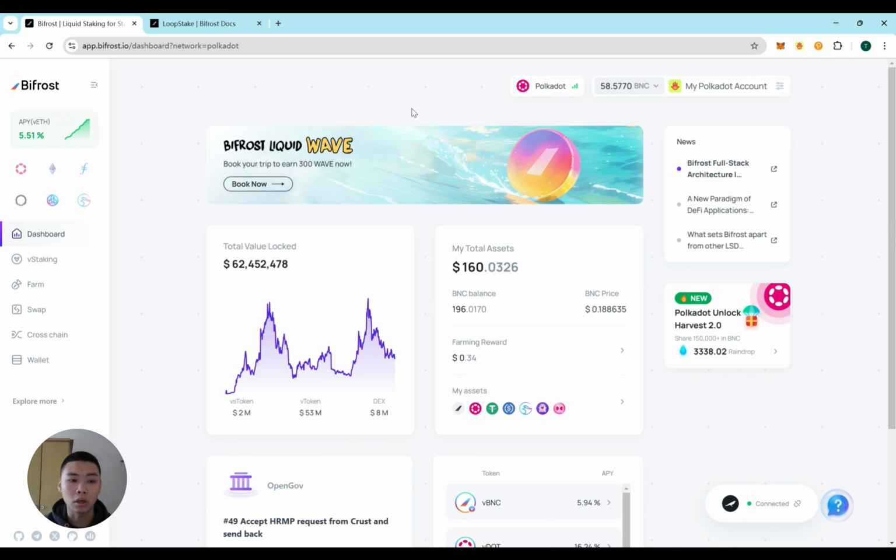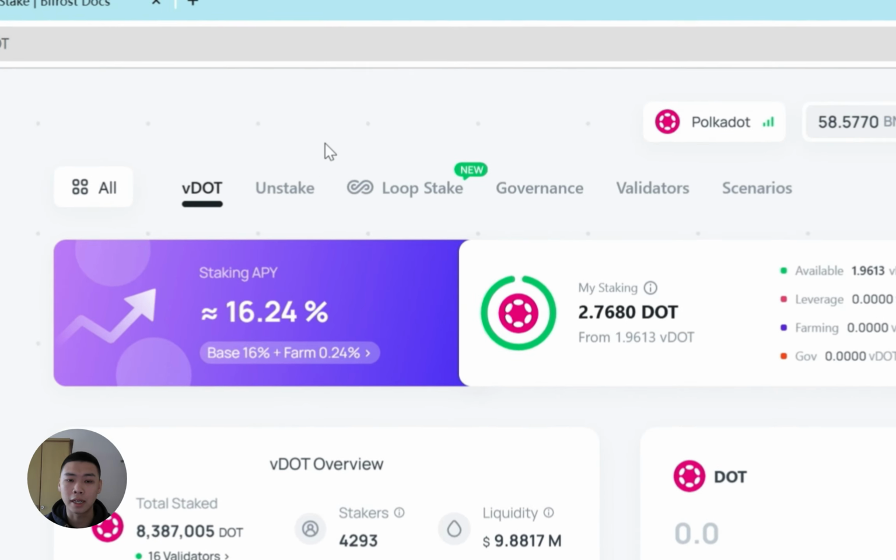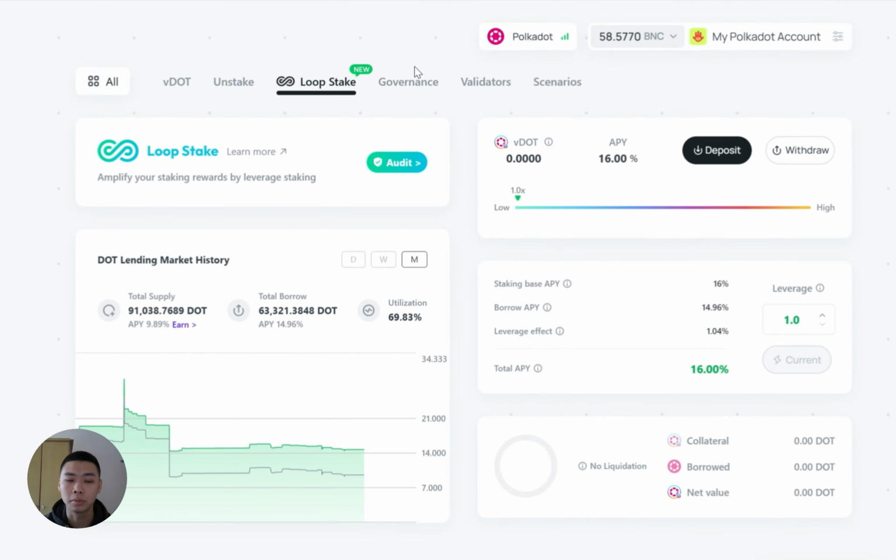Right now, we are on the Bifrost app dashboard page, and I'm showing you how to easily get into the LoopStake page. If you click the vToken, let's say vDOT, there is a LoopStake tag above, and we get inside. This is the page that we need.